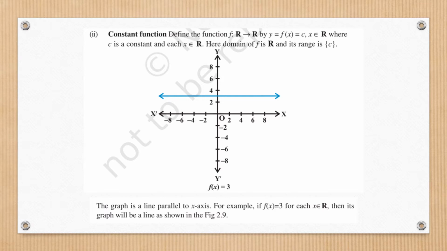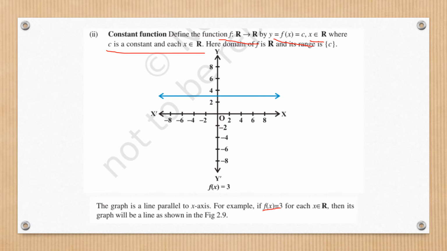Second is constant function. A function mapping from R to R defined by y equal to f(x) equal to c, where x belongs to R and c is a constant, and this holds for each x belongs to R. So y equal to f(x) equal to c means if I put x as say 1, then I'll get c, the same constant. 2 will give me c, minus 1 will give me c. For example, if f(x) is 3, then in place of c it is 3. So 1 will give me 3, 2 will give me 3, minus 1 will give me 3.